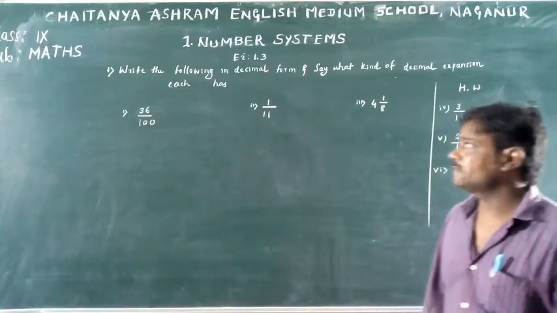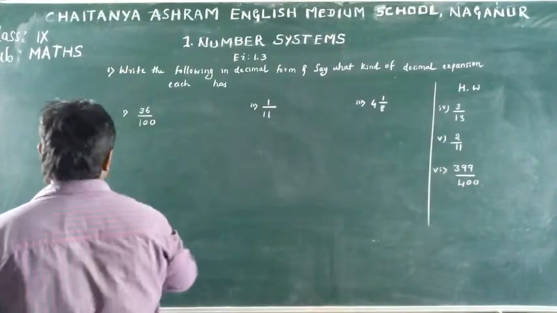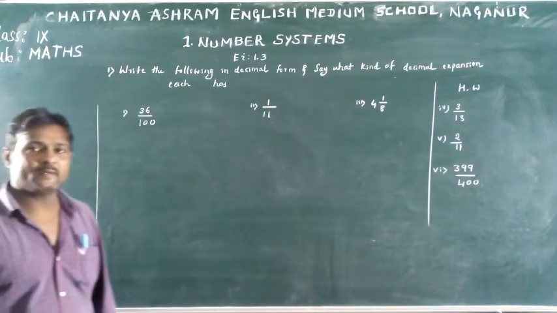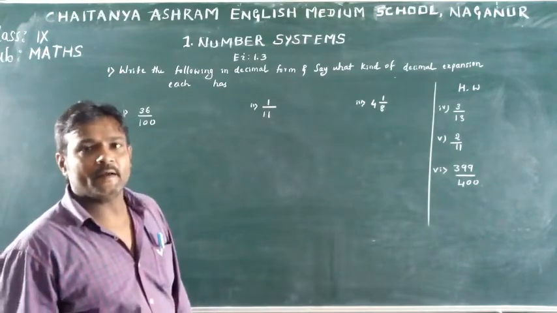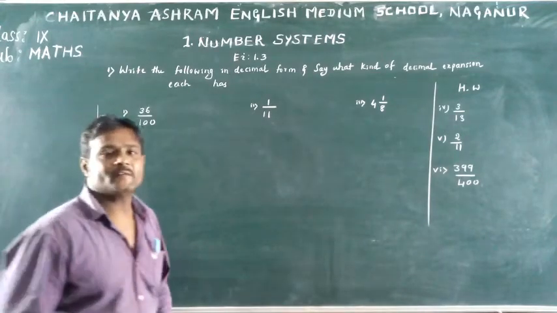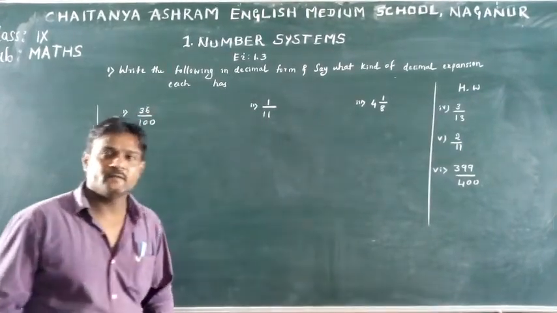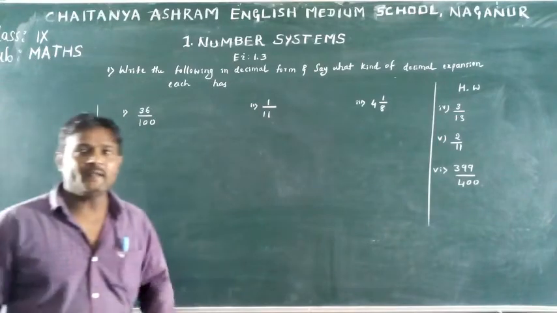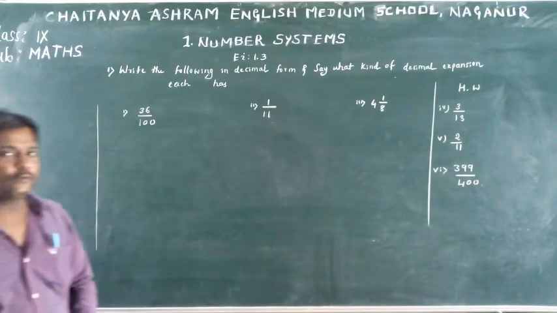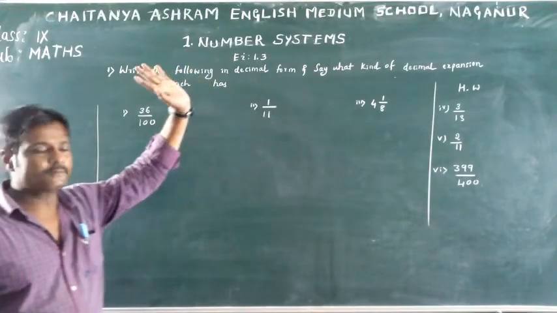Okay, terminating decimal expansion. What is the other kind? Another kind of decimal expansion of a rational number? Non-terminating recurring decimal expansion. Okay. What is the decimal expansion of an irrational number? That is of the form non-terminating, non-recurring decimal expansion. Okay. So through that knowledge, we solve exercise 1.3 today.